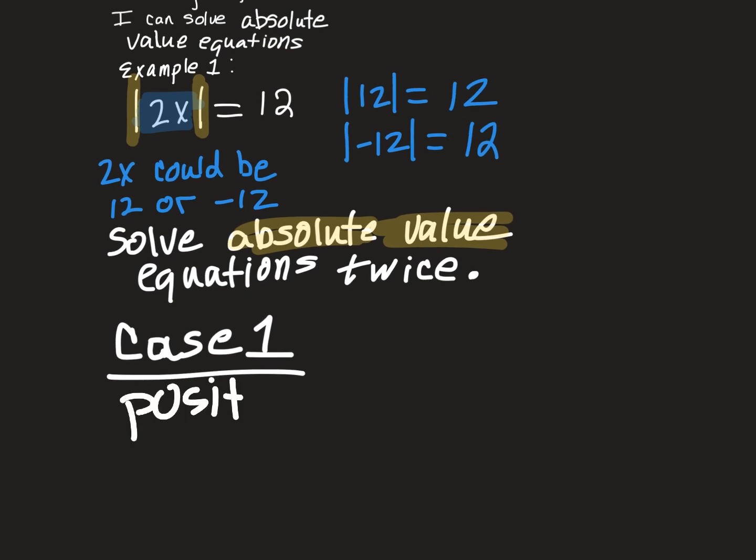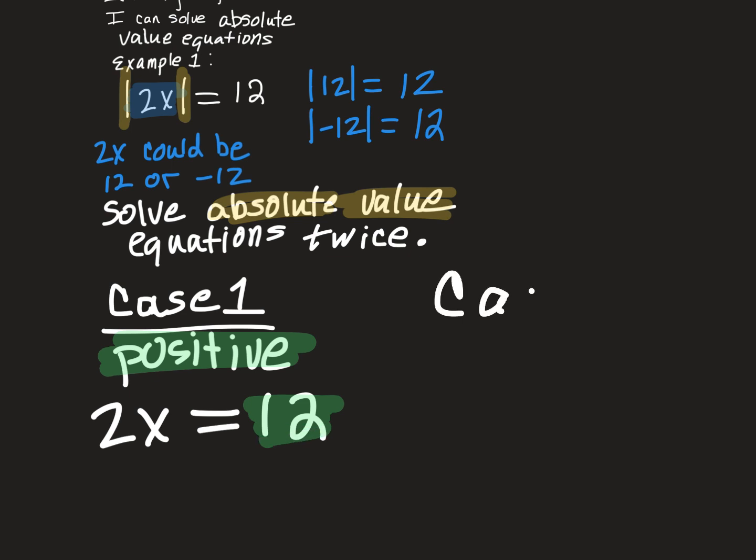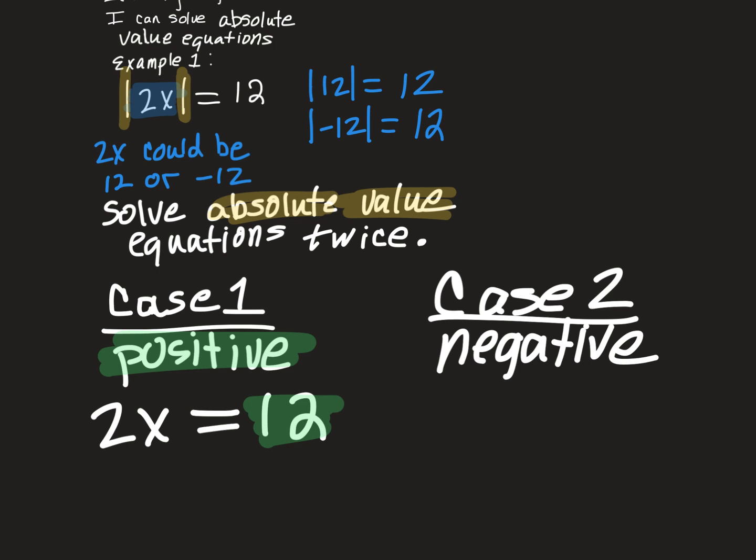So we've got to solve it for a positive version. That means we're going to do 2x is equal to positive 12. So you've got to solve that equation twice. Remember we just said that it could have been a positive 12, but then we also said it could have been a negative 12. So we have to solve it for the negative version as well.